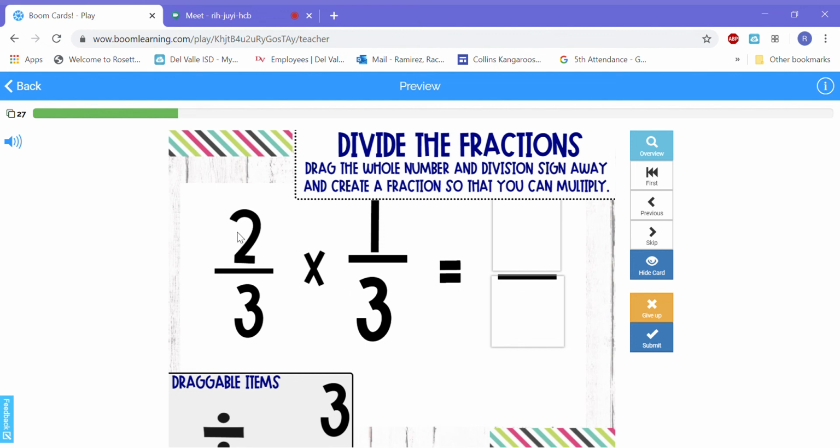Okay, so let's look at it. So 2 times 1 is 2. 3 times 3 is 9. So we have 2 9ths.